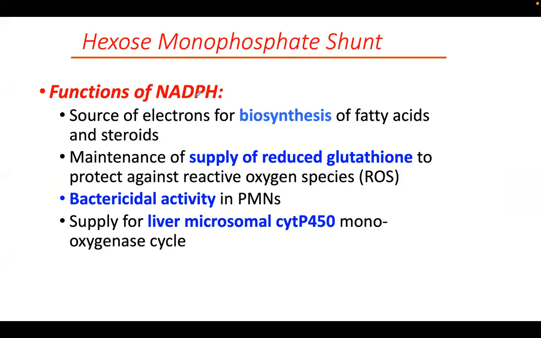Now, one of the main functions of the hexose monophosphate shunt is to produce NADPH. So I want everyone to remember, the moment you hear pentose phosphate pathway, think of NADPH. This NADPH is very important because it is utilized for the biosynthesis of nucleic acids, steroids, and fatty acids, but its role is significantly more important in fatty acids and steroids. NADPH is also used for the supply of reduced glutathione, which serves to protect particularly the RBCs from reactive oxygen species and oxidative stress.